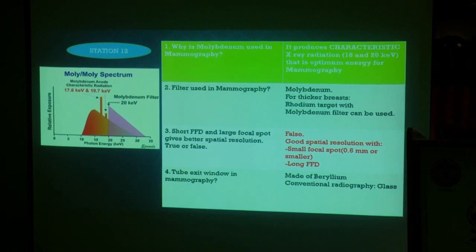And the next thing is, there should be a smaller focal spot for mammography. It is 0.6 mm. Remember this, 0.6 mm focal spot size for mammography. Next, what is the tube exit window in mammography made up of? It is made up of beryllium, whereas in conventional radiography it was made up of glass. In mammography it is beryllium. For conventional, it is glass.